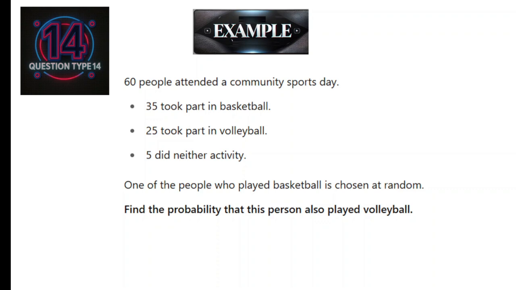Today we are going to learn about the 14th type of questions from the GCSE Exam Style Question series. This question is about a Venn diagram. 60 people attended a community sports day, 35 took part in basketball, 25 took part in volleyball, 5 did neither. One of the people who played basketball is chosen at random. Find the probability that this person also played volleyball. Let's see how to do this question.